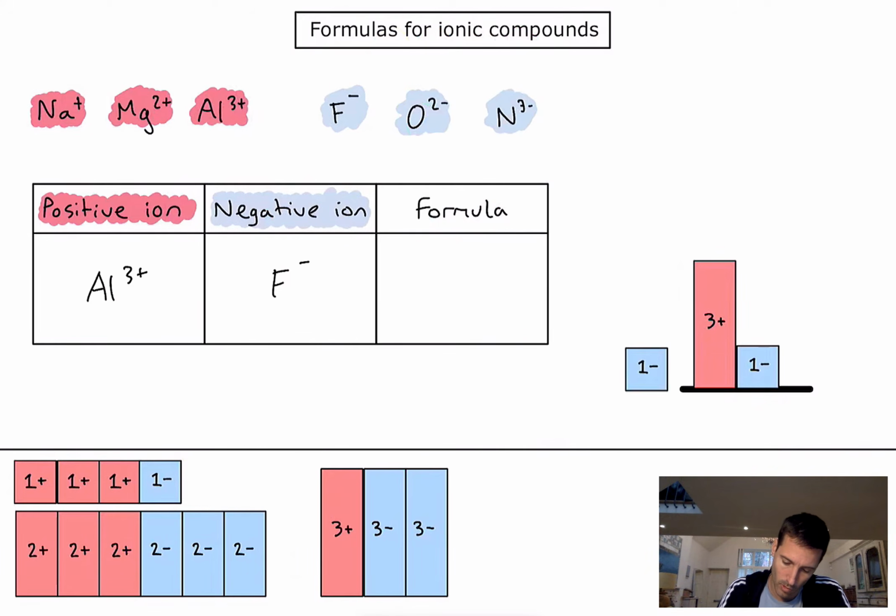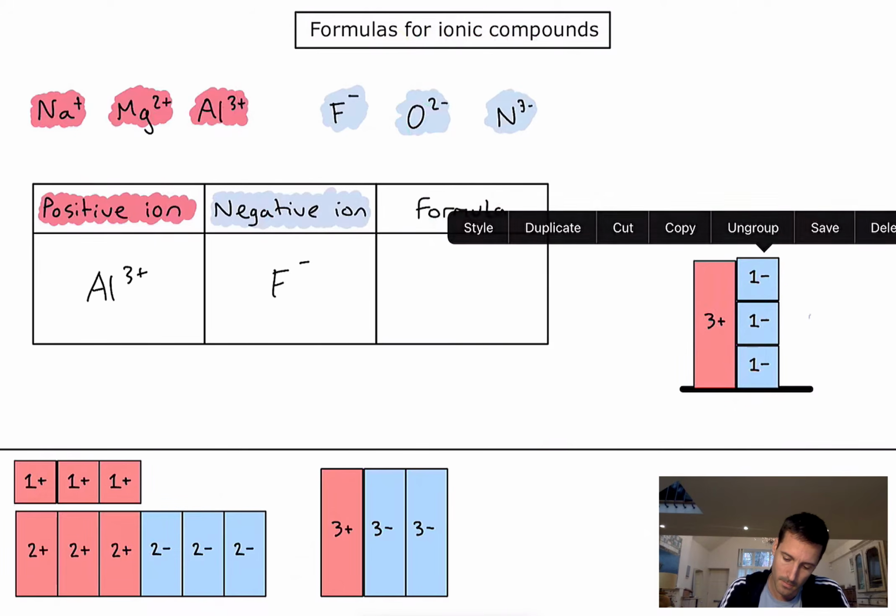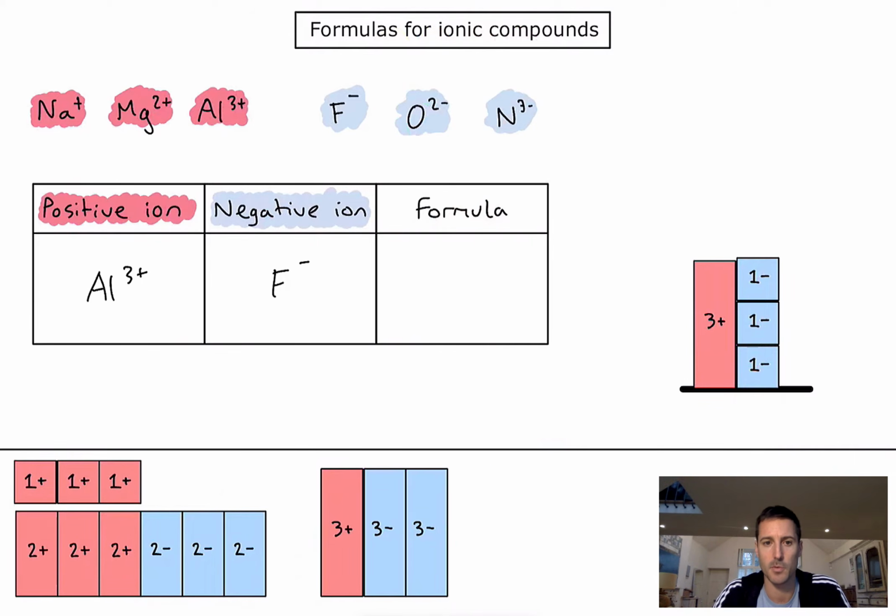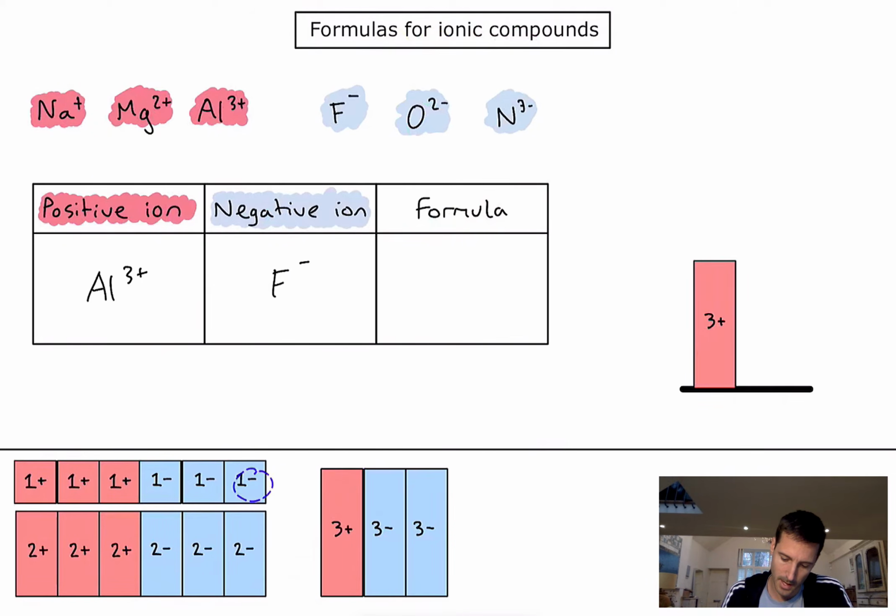Let's take another fluoride ion. No, still not balanced. Let's take one more. Beautiful. So by taking 3 fluorides and 1 aluminium, I've balanced my positive and negative charges. So what's the formula going to be? It's going to be AlF3. That's aluminium fluoride.